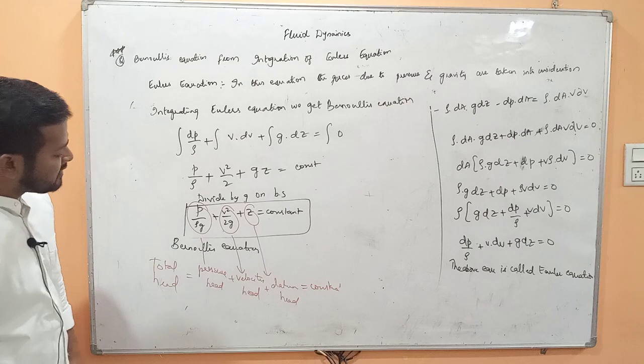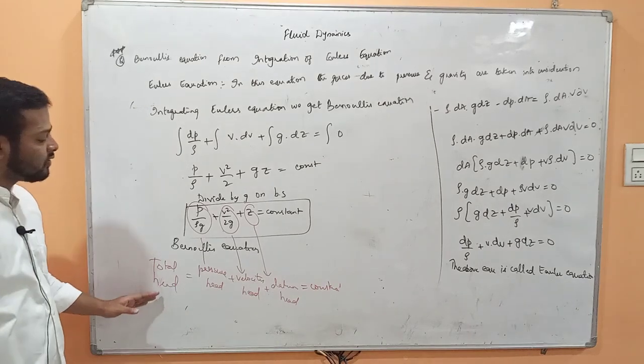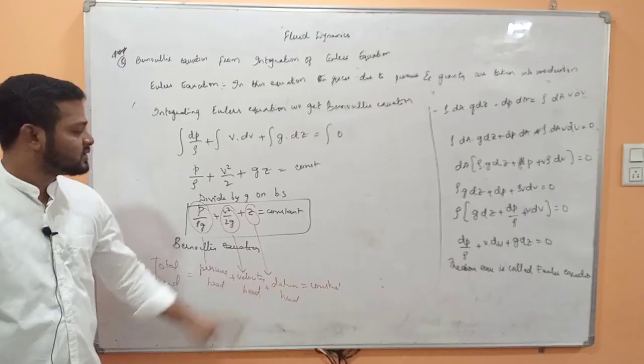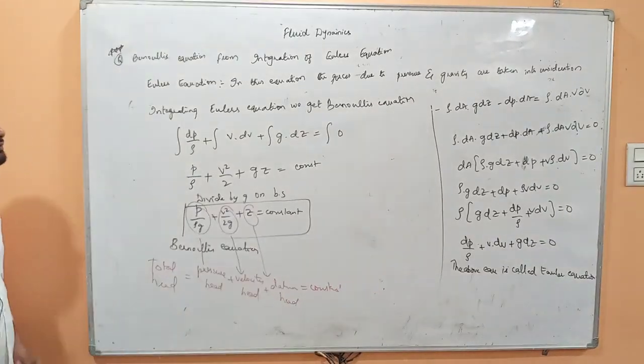Sometimes in the question you will be asked to find the total head, so you have to find P by rho g plus V square by 2g plus z is equal to constant.